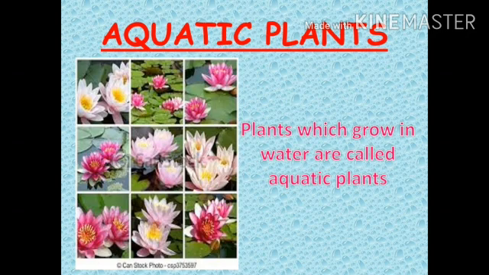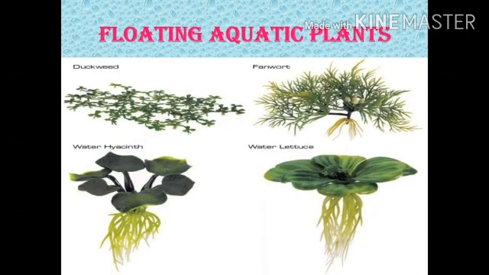Now I am going to tell you about aquatic plants. Many plants grow in ponds, lakes and other water bodies. Such plants are found in water, so they are called aquatic plants. Plants which float on water are called floating aquatic plants. As I have already told you, floating aquatic plants are of two types.